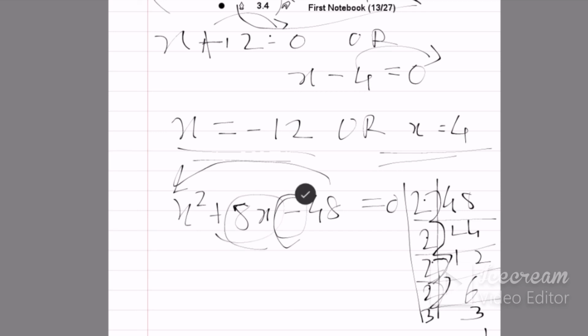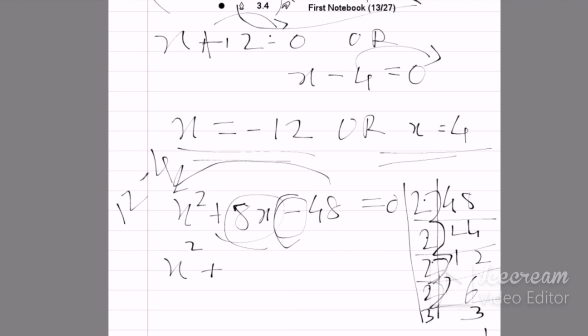So how will we do that? If we put the plus sign to the bigger number, we will get the sign of 8 as plus, right? So this is what we have to use here: x plus x square plus, we have two numbers, that is 12 and 4. Now we have to subtract these two numbers.